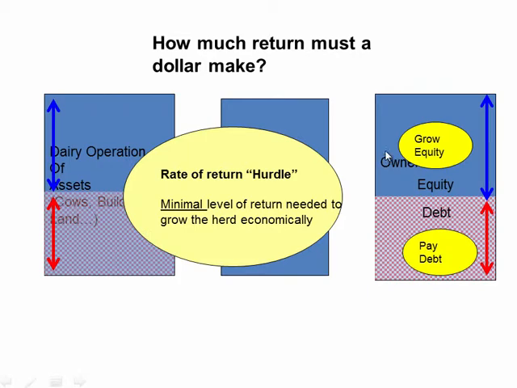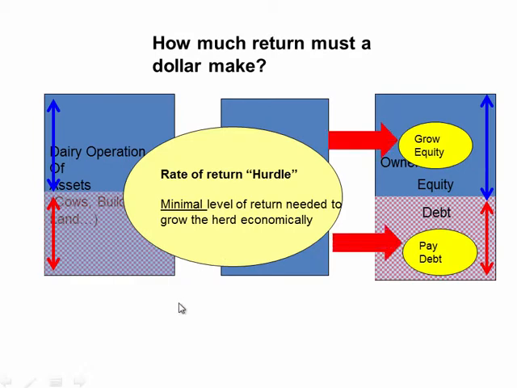In other words, what's a minimal return that's needed to grow the equity component of the assets and the debt assets? So in other words, to grow the wealth of the operation. So when it can exceed our needs to pay debt and also grow equity at a sufficient rate, then we're growing wealth. And so there's what's called the hurdle rate or the weighted cost of capital.